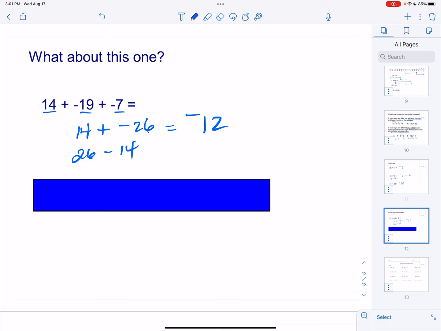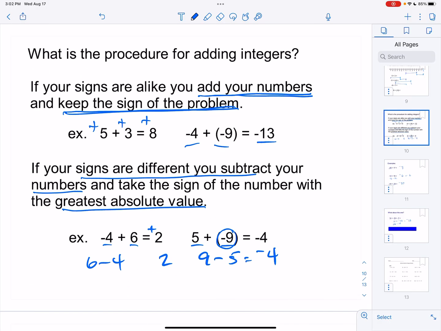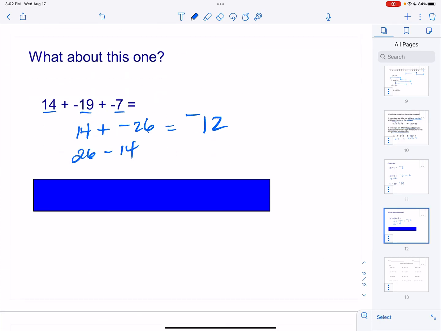Okay? So really, in essence, what we're doing is two basic steps. If your signs are alike, positive, positive, or negative, negative, you're going to add your numbers and keep the sign of the problem. If your signs are different, you're going to subtract your numbers and take the sign of the number with the greater absolute value. Now, if you do have multiple numbers, well, what you do is you take all your positive numbers and put them together. Take all of your negative numbers and put them together, and then just do one subtraction problem because you will have one positive and one negative. Signs are different, so we subtract our numbers and take the sign of the number with a greater absolute value.